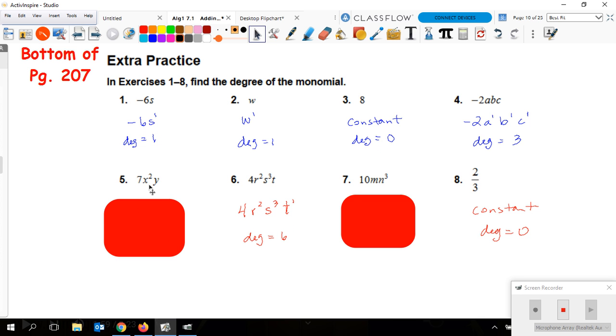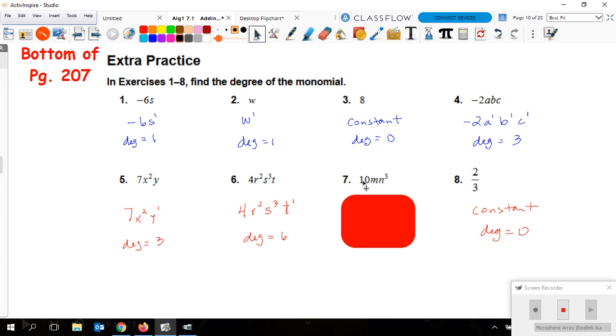Number 5 has an x and a y. The y would have a 1. So it's going to be 2 plus 1 for those exponents. That's degree 3. Again, the 7 has nothing to do with any of this. The numbers in front of these variables, we call coefficients. If you haven't written this down or didn't know that already, I would write that down. The numbers in front are called coefficients. So number 7, there's a coefficient of 10.